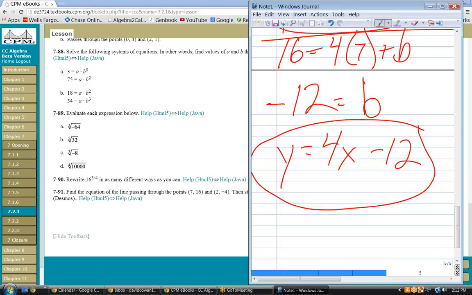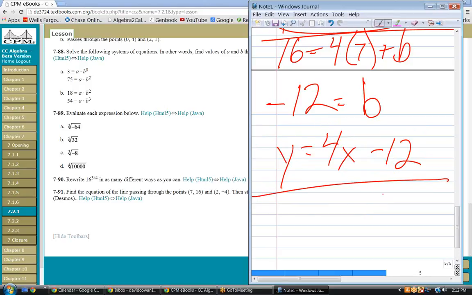In other words, our goal was to solve for the slope and b. Once we did that, then we go back and we put both of those in. So this is the equation of that line for 91. 2 points determine a line. They gave us 2 points. There can only be one equation that fits that line.